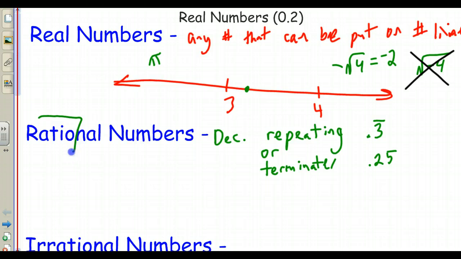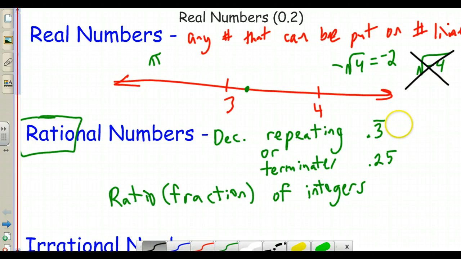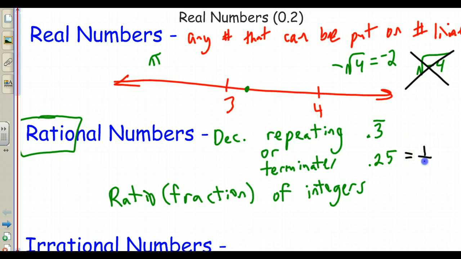Now inside the word rational is this word ratio, and that's part of the definition because basically rational numbers are just a ratio, which is kind of like a fraction of integers. So anytime you have two integers, numbers that don't have a decimal point, you can make a fraction that's definitely rational. For example, 0.25 you probably know is 1/4. 0.3 repeating you probably know is 1/3. It is no accident, but both repeating and terminating decimals can always be written as a fraction.